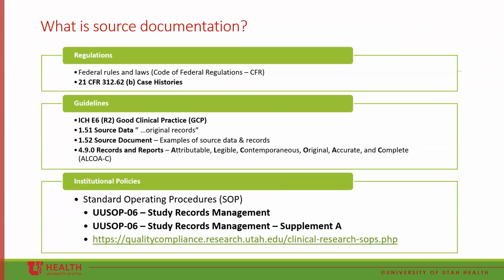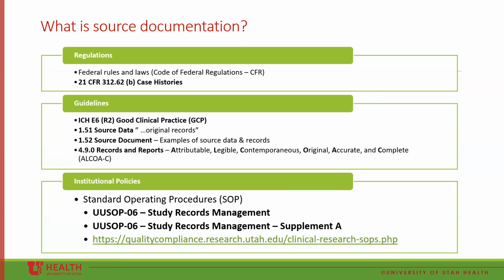There are several sources that can help us understand what source documentation is. We're going to pivot a little bit to now look at good clinical practices. The federal regulations have some information that can help guide us, but are fairly vague and complex. We have guidelines which provide more detailed guidance, such as the International Conference of Harmonization and the Good Clinical Practice document. We've also have institutional policies in the form of standard operating procedures that further define what the expectations are.